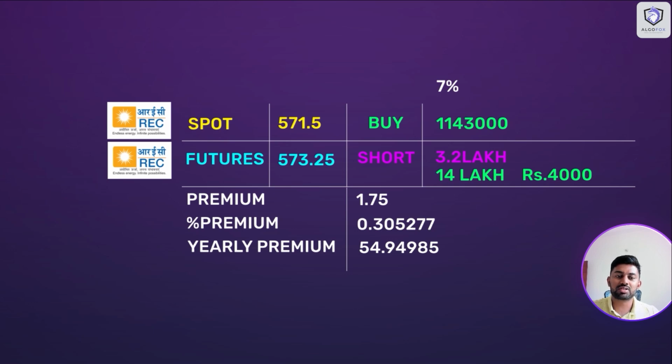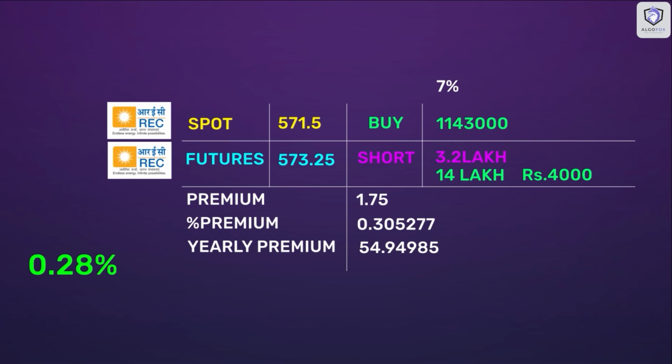Now, let us do some more maths here. If 4,000 is my returns by investing 14 lakh, then the returns are 0.28%, exactly the same as almost the yearly premium of 0.3%. So in just 2 days, you're making 0.28% returns on your principal. But after taxes and brokerage, how much are you exactly going to make?